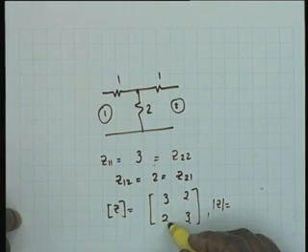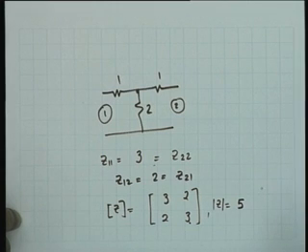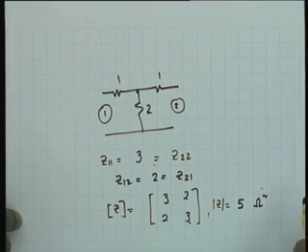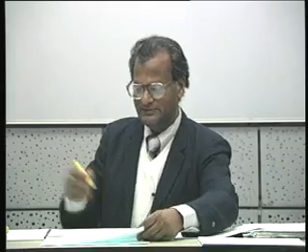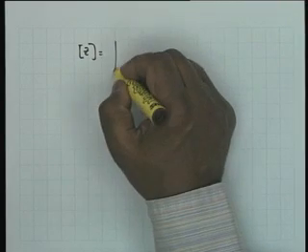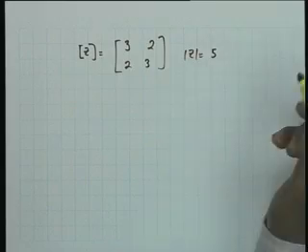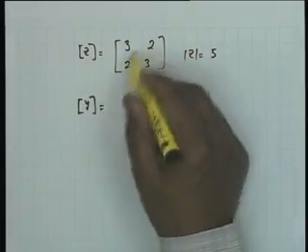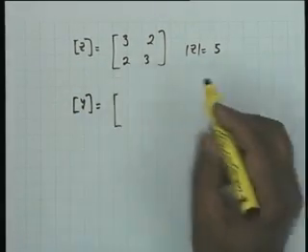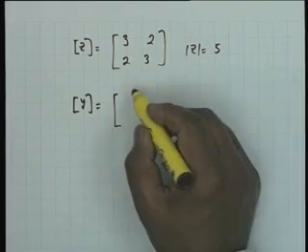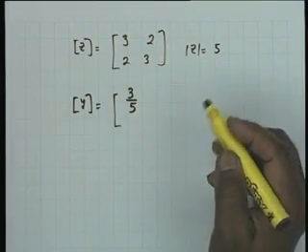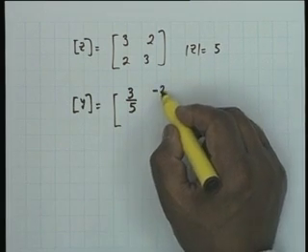What is the dimension? Dimensionless. Ohm squared. Isn't it right? Z22, Z11 minus Z12, Z21. Therefore, Z matrix is 3, 2, 2, 3. The determinant Z is 5. Therefore, the Y matrix, which is the inverse of this, would be Z22 by determinant Z, so 3/5, then minus 2 by 5, and the rest is known, minus 2 by 5, 3/5.